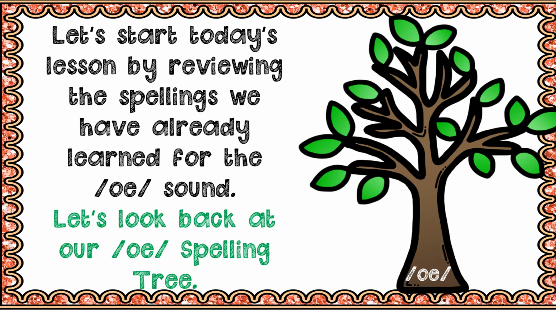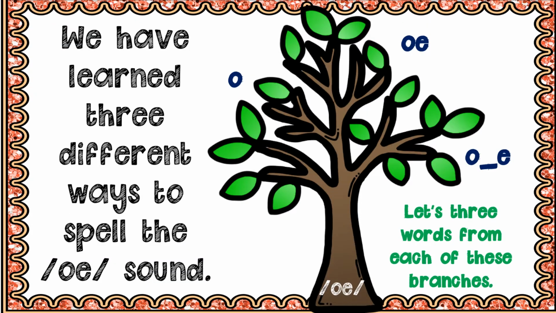And let's start today's lesson by reviewing the spellings of what we have already learned for the O sound. So let's look back at what we've learned and use our spelling trees to review. We have learned 3 different ways to spell the sound O. Now look at your tree given as an example. We have the O with the open syllable, O-E, and O consonant E.